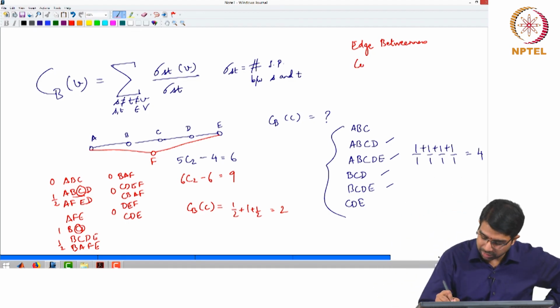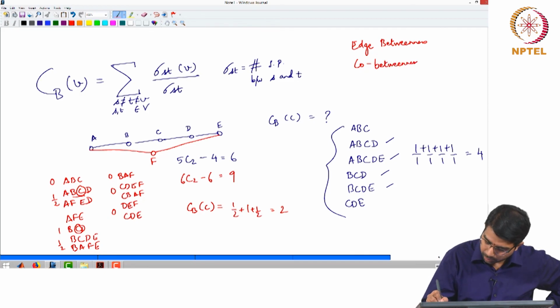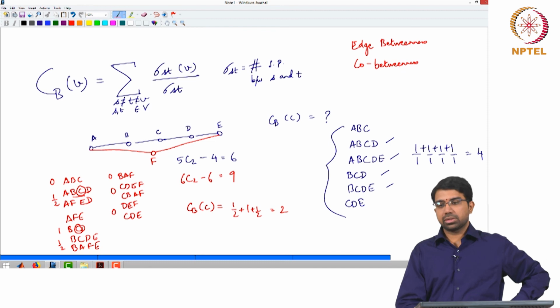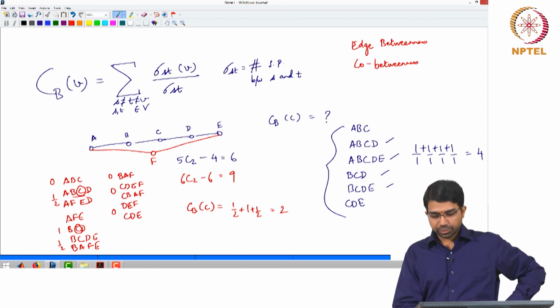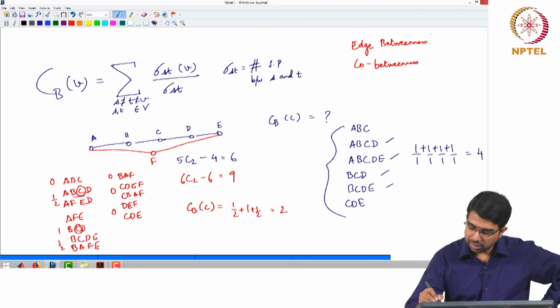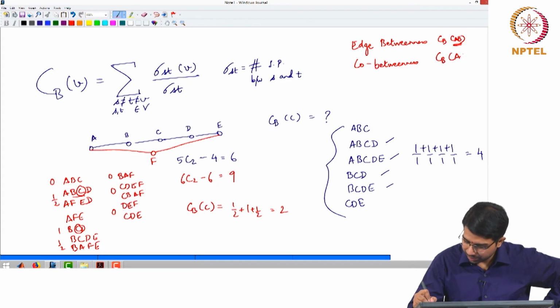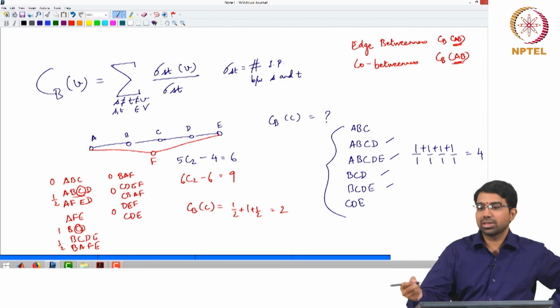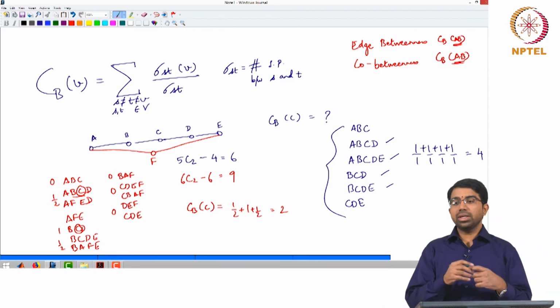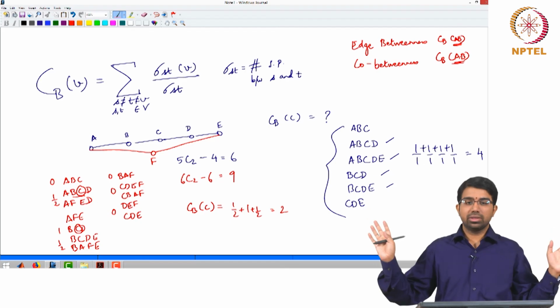You also have a very similar concept called co-betweenness. So co-betweenness is basically very similar to edge betweenness. Here, if you say edge betweenness, it means that A and B should have an edge between them. Here A and B need not have an edge between them, right. How many times are paths passing through A and B in the network?